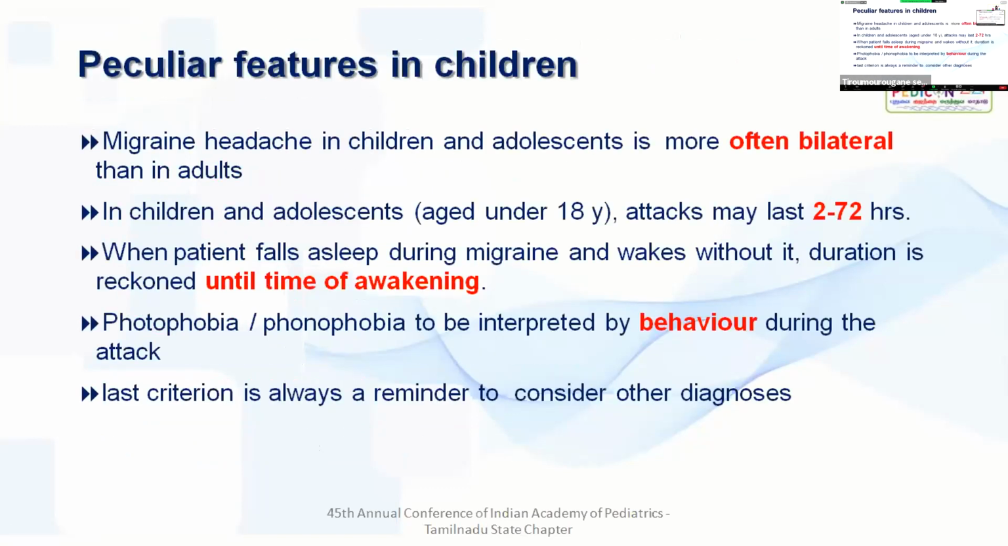So what are the peculiar features in children? In contrast to adults, where the headache is usually unilateral hemicranial, in children and adolescents it is often bilateral. Again, the duration varies. In adults the minimum is 4 hours, whereas it can be as little as 2 hours in children. When the child falls asleep during migraine and wakes up without it, the entire duration until the time of awakening has to be taken as the duration of the headache. And photophobia and phonophobia, as discussed earlier, are to be interpreted by the behavioral changes in a toddler. And the last criterion is always a reminder to consider other diagnoses.